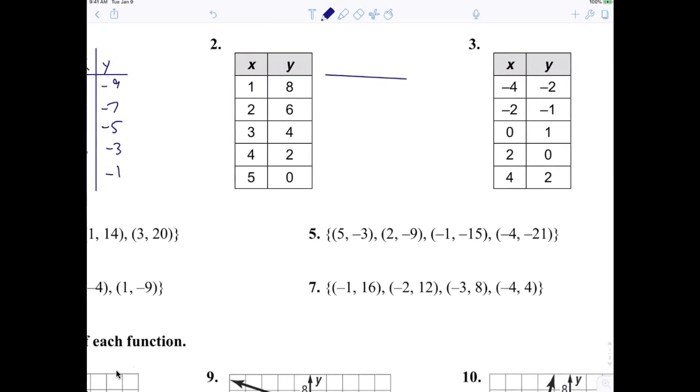Here we go. Inverse again. X, Y, 8, 6, 4, 2, 0, 1, 2, 3, 4, 5. Anybody have issues with that?